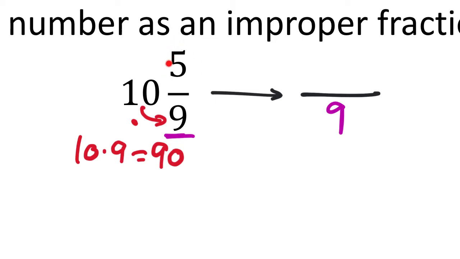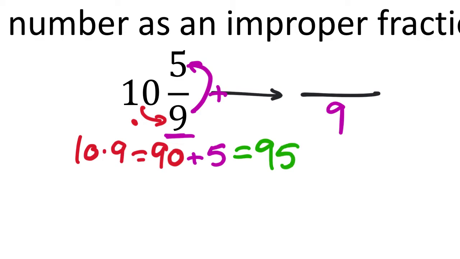But then you've got the 5 out of the other circle, if you want to use circles. That's why we add these 5 right here. So I take those 90, and then I have 5 more of those pieces, just like we saw in the circle example, which gives us a total of 95 pieces that, if they were shaded like the circles were, would be shaded. That is our numerator, 95. So 10 and 5/9 now becomes 95/9. That's our equivalent improper fraction.